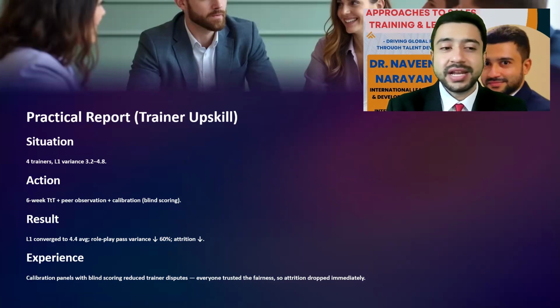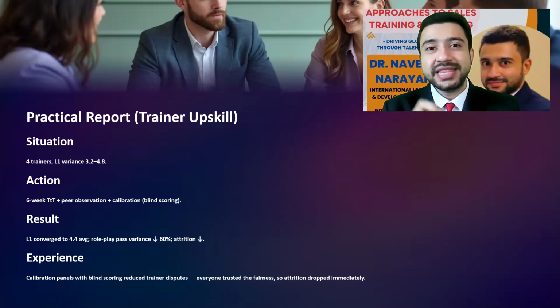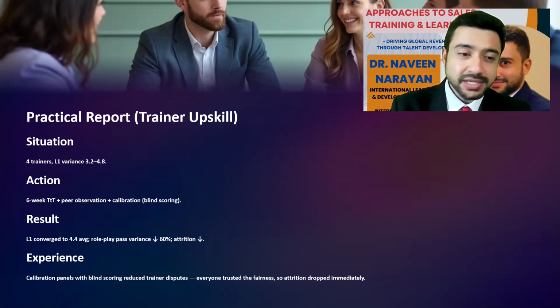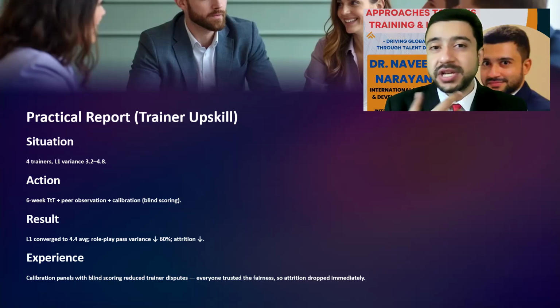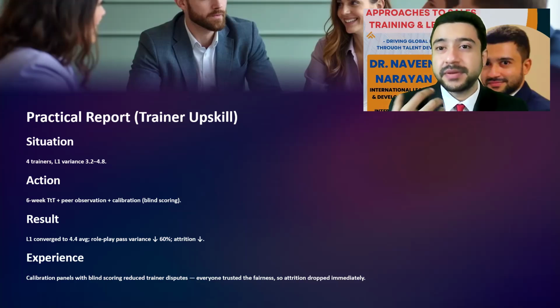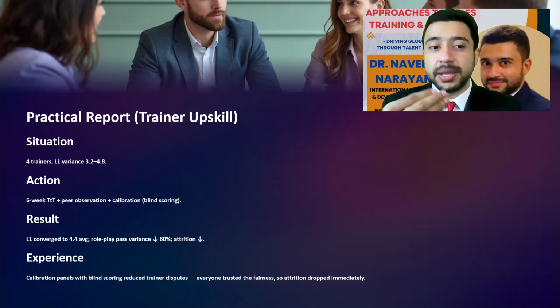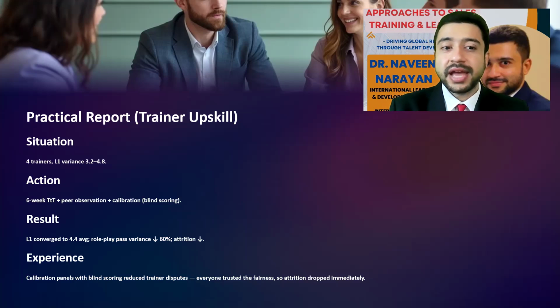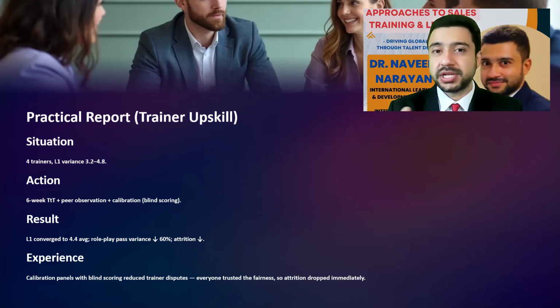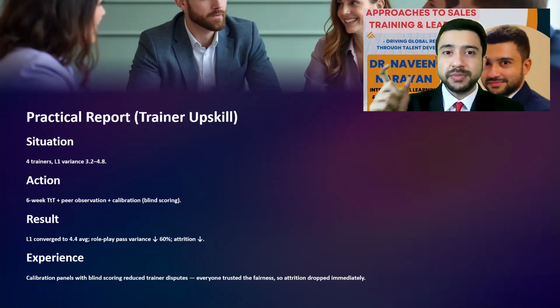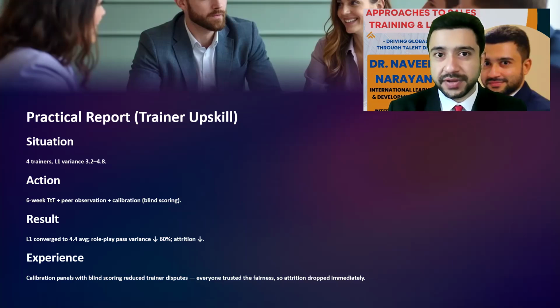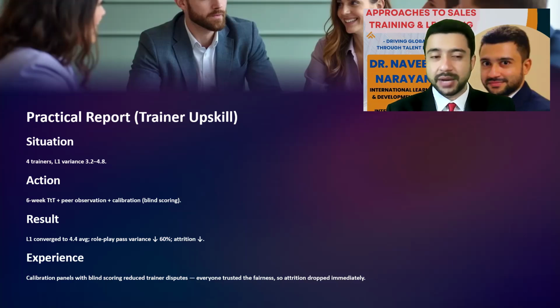Then action. So what action I did was like I took 6 week train the trainer program. Peer observation was happening every single day. How the trainer is studying and improvising himself, that was focused, and calibration was also done. Like blind scoring. We can say like this: how much this particular trainer or trainee for whomsoever I'm doing this, how much score he is making. That will be always in my observation. So that is what I used to think about.